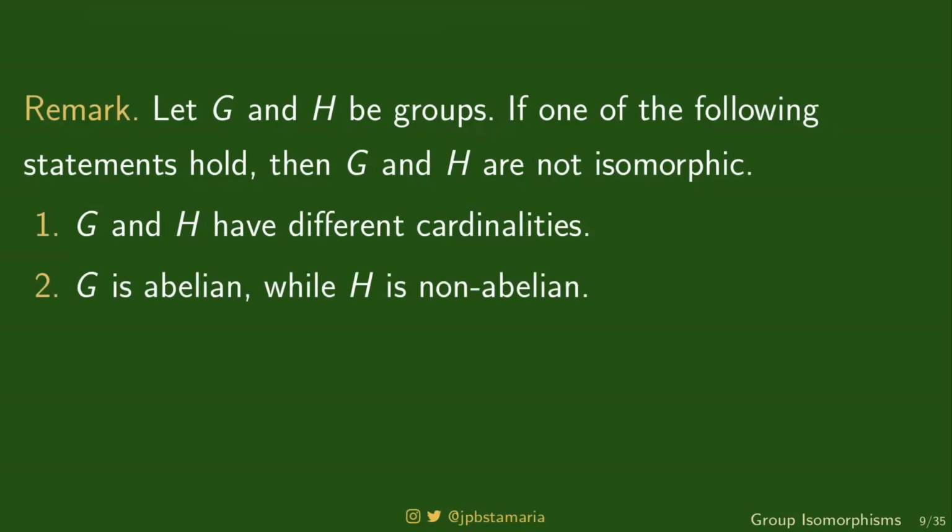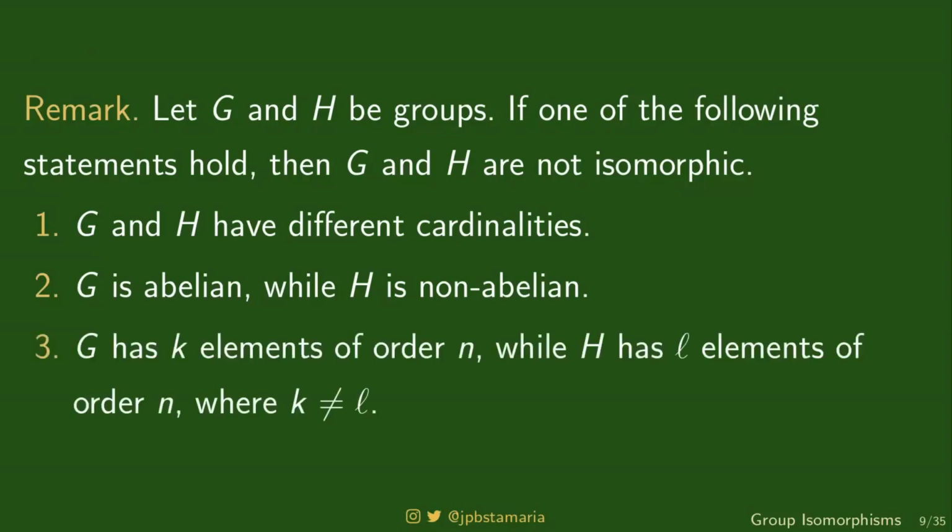Kasi nga sabi nung theorem kanina, kung si F ay isomorphism from G to H, dapat kung si G ay abelian, dapat si H din ay abelian. Kaya kapag nakakita ka ng dalawang groups, yung isa abelian, isa hindi, anong conclusion? Aha, hindi pwedeng maging isomorphic yung dalawang yun. Okay? Number 3.